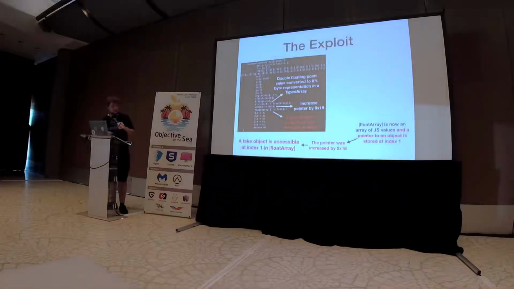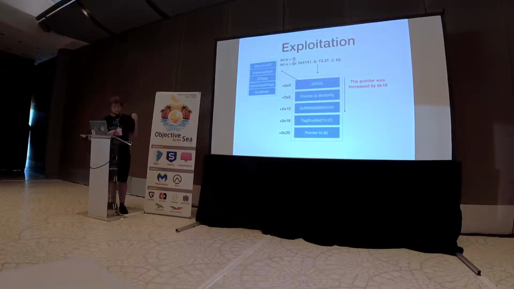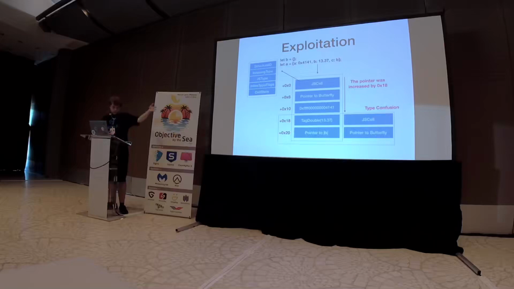Yes, we have these as the primitives that our bug gives us, which means that something like this ends up happening. And this results in a further type confusion every time we access our fake object between a JSValue and a tagged double, as well as a pointer to an object and a pointer to a butterfly, if the fake object looks like this.